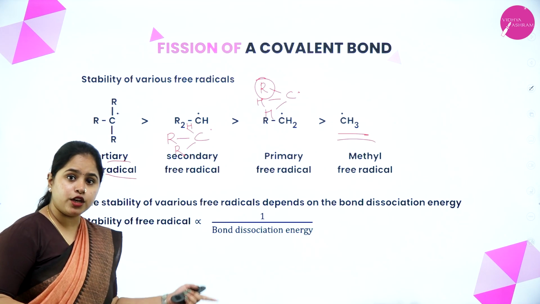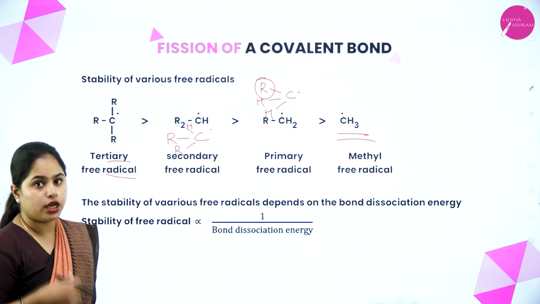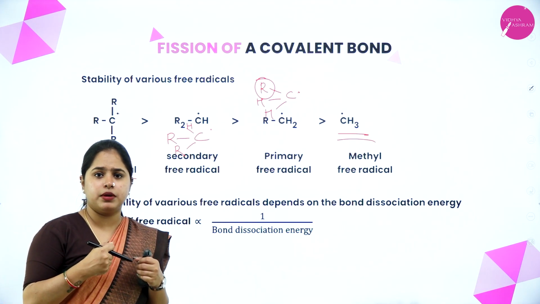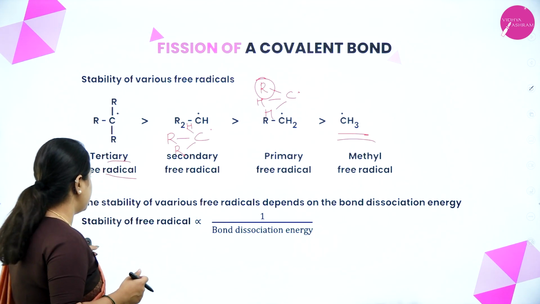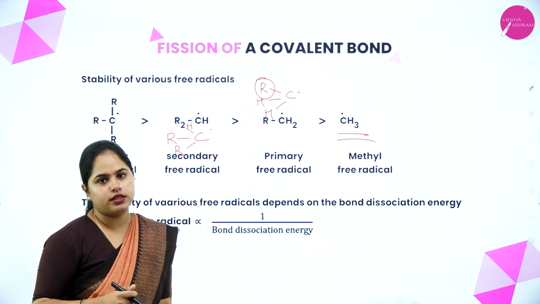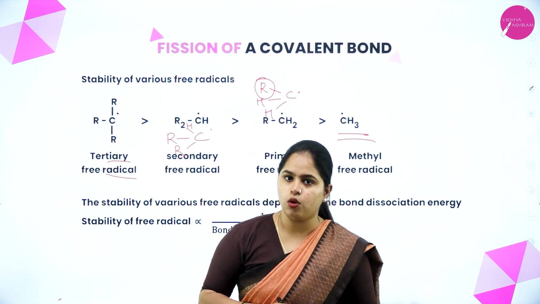Okay, and the stability of the free radicals depends upon the bond dissociation energy. If they have high stability, they are very stable, which means it will be very difficult to break the bonds, right? So the stability of free radicals is inversely proportional to the bond dissociation energy. Okay, so I hope it is clear. So this is about homolytic cleavage.